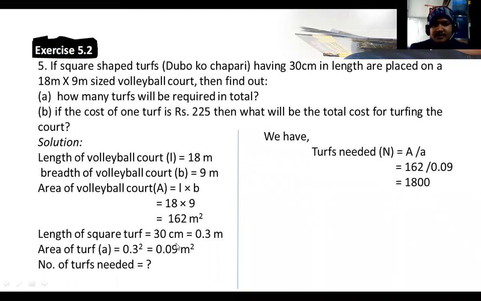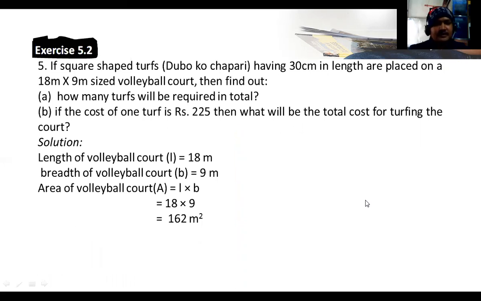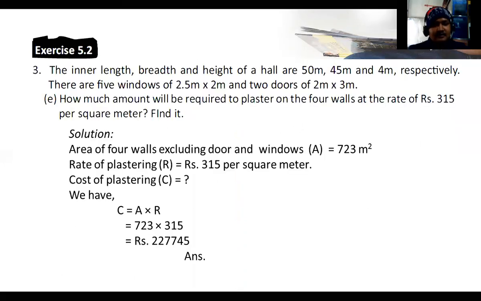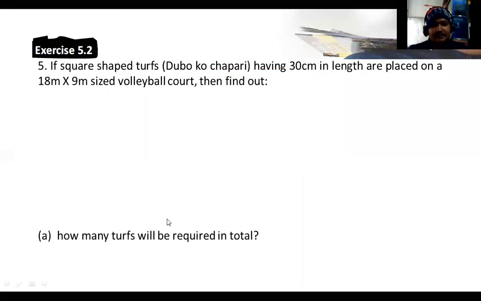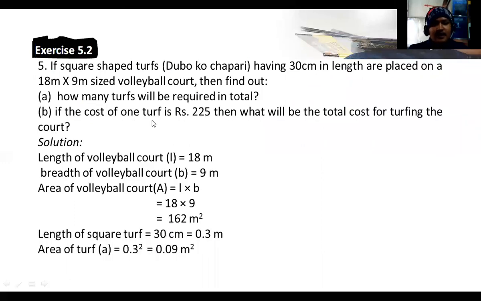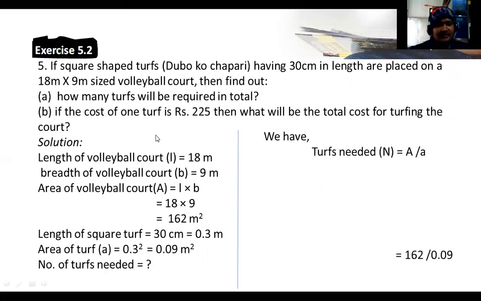And I took this question because in other questions, to find out the total cost, we were multiplying area by the rate, isn't it? From the previous exercise to this exercise, while calculating the total cost, we were multiplying area by rate because cost is equal to area into rate. But this question is a bit different because the cost of one turf is given. That means the rate is given in terms of one turf.